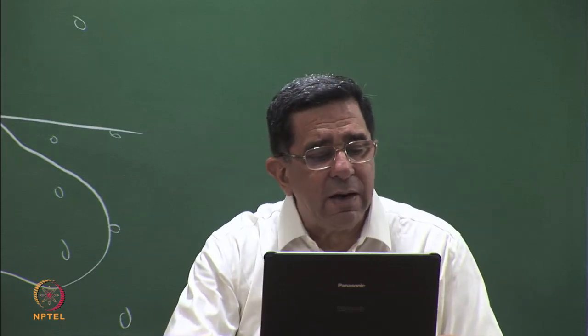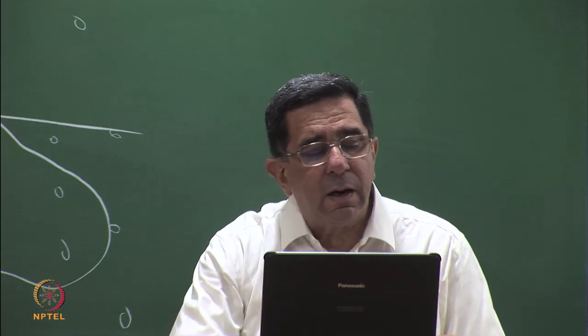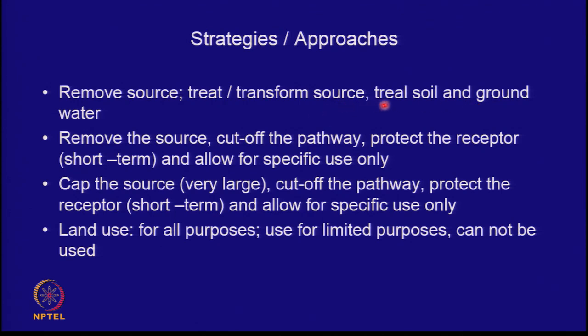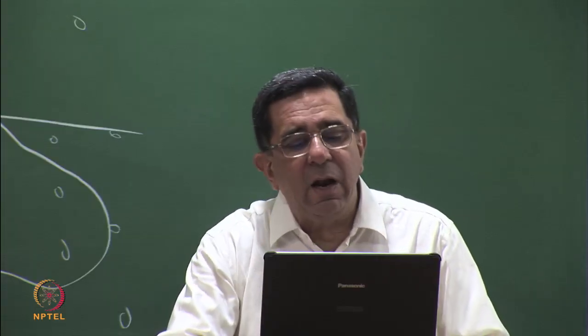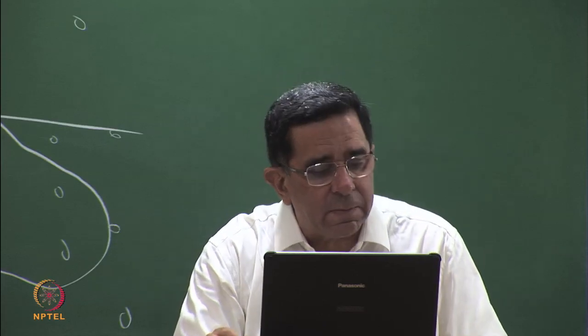So strategy 1: remove source, treat soil, treat groundwater, for small sites. Strategy 2: source is small, remove it, but the spread is large, so cut off the pathways so nothing further should reach. In that zone, say, nobody is allowed, nothing can be done. Protect the receptor and allow for specific use only.